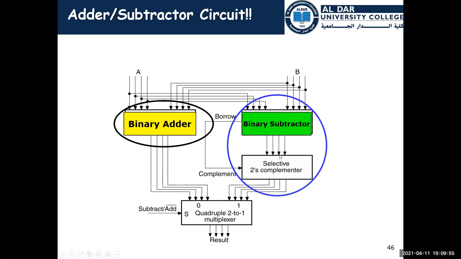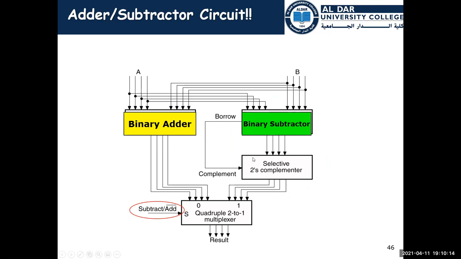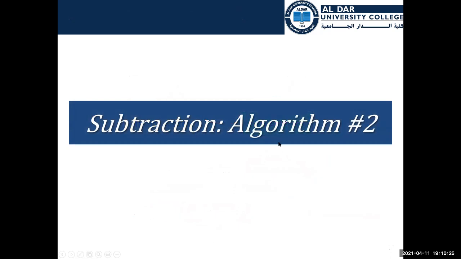But this is a binary adder. We have a binary subtractor here because we take the 2's complement of the result. I told you about the result. So this is the second 2's complement of the binary subtractor. Okay, let's move on, and you will see. We will return to this circuit because this circuit is very expensive. We will return to it after we understand the second algorithm.